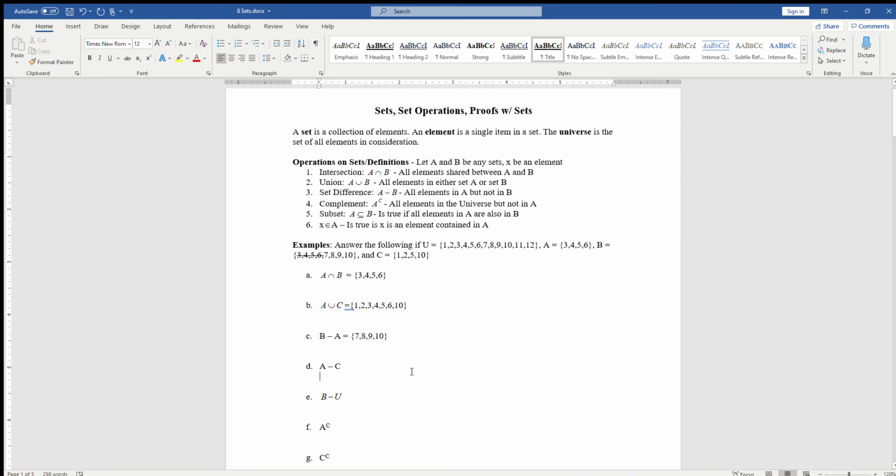A minus C. So again, I start with A, and then any elements that are shared within A and C are subtracted. So I notice that there's a 5 that's shared between A and C. So what I'm going to do is I'm going to omit the 5, and I'm left with 3, 4, 6.